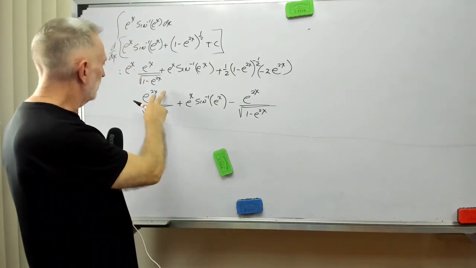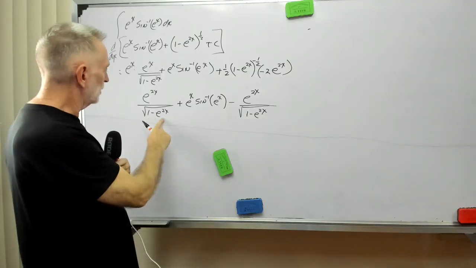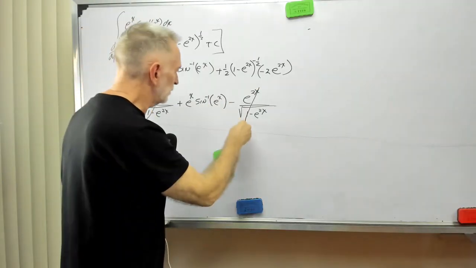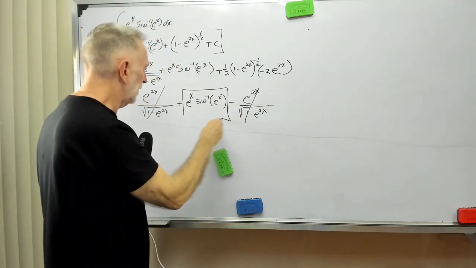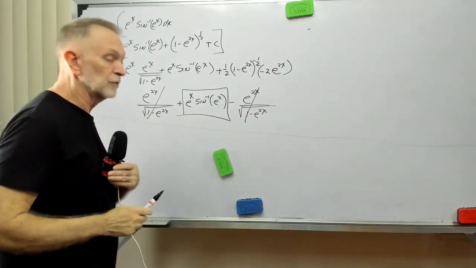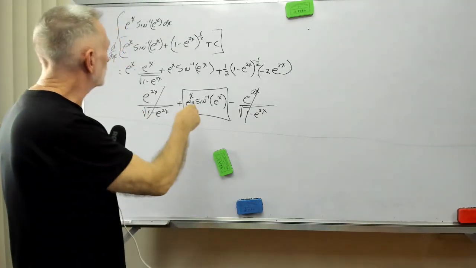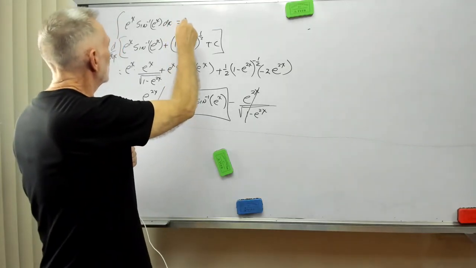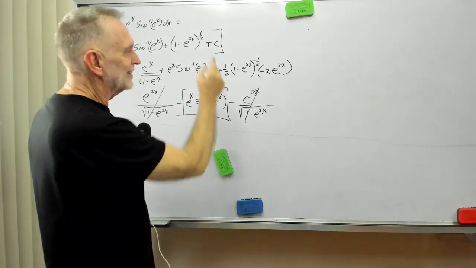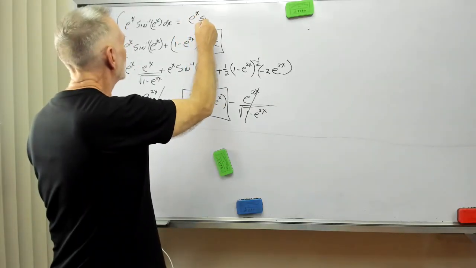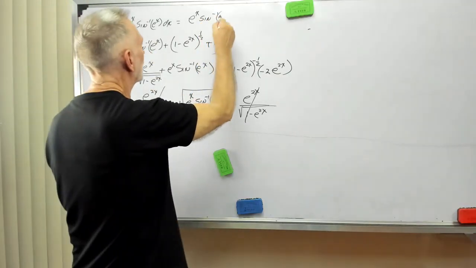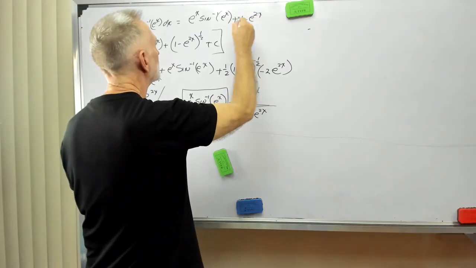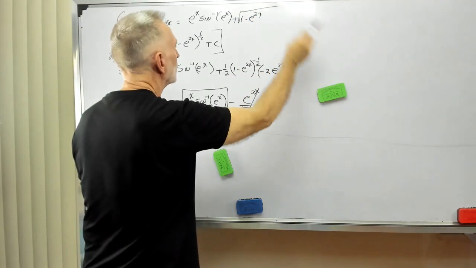So you'll notice you have e to the 2x over the square root of 1 minus e to the 2x minus all that same stuff. So this and this cancel, and it leaves me e to the x sine inverse e to the x. So we've just confirmed that our answer was correct. So this integral is e to the x sine inverse e to the x plus the square root of 1 minus e to the 2x plus c.